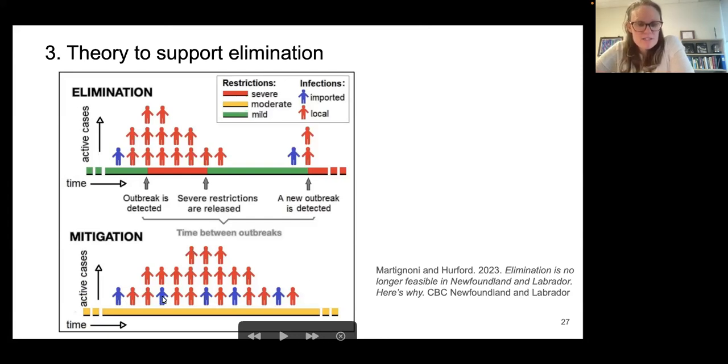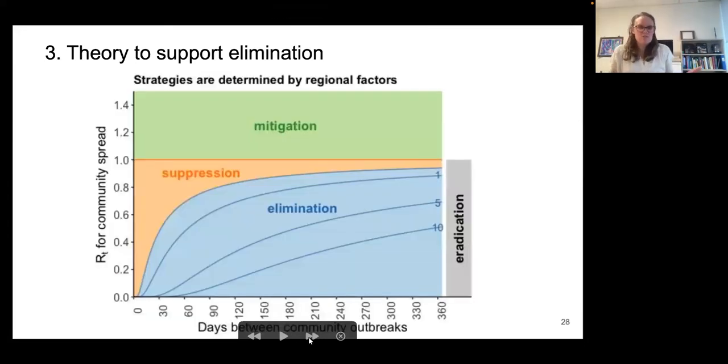At the bottom, the importations come relatively frequently compared to how long it takes to get rid of a community outbreak. So with the community spread rate, RFT, we just have mitigation, and we're saying that maybe you want to do moderate restrictions in that case. We can take those two variables and plot them out in space and think about where we have the different strategies or the different epidemiological dynamics occurring. So the variables are the number of days between community outbreaks and the community spread rate when you implement the restrictions to try and get rid of infection in the community.